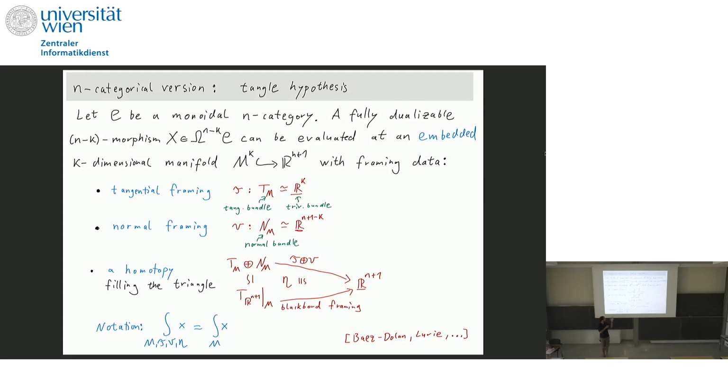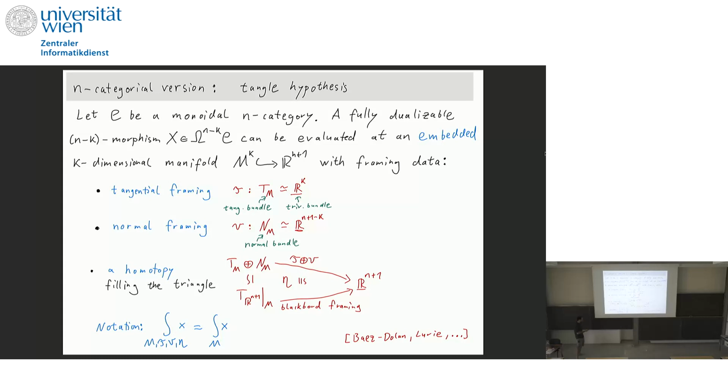Now we can actually use this perspective, and this is essentially coming from the cobordism hypothesis, to still talk about diagrams in these categories by using this Tangle hypothesis, or using the cobordism hypothesis. And the statement is the following: if I have a monoidal n category, like a fusion n category, but this works for general monoidal n categories, and I have an n minus k morphism, which is fully dualizable. I won't say what this means, but this is just the correct analog of what happens, for example, in a rigid monoidal n category. Then I can evaluate this on an embedded k-dimensional manifold in n+1.